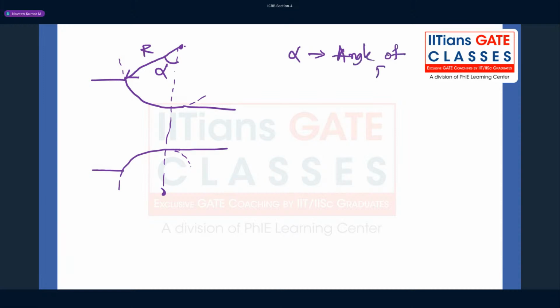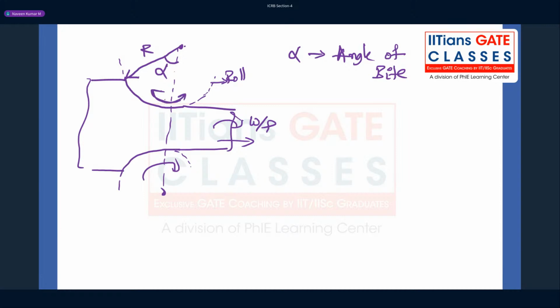Angle of bite. Biting, because the roll is in contact with the workpiece. It's going like this, and the rotation is happening like this. Sorry, yeah, it is in the reverse direction. So if the inlet thickness is H1, the outlet thickness is H2. So delta H is H1 minus H2.